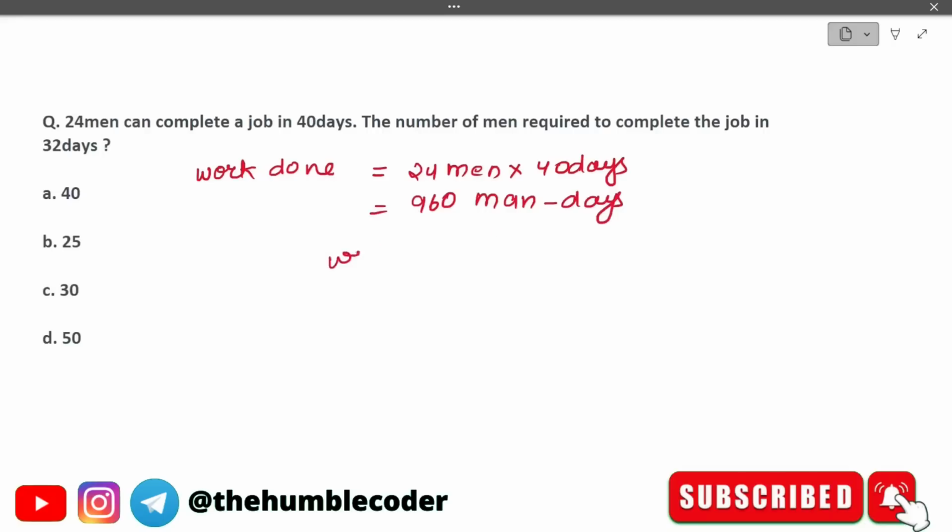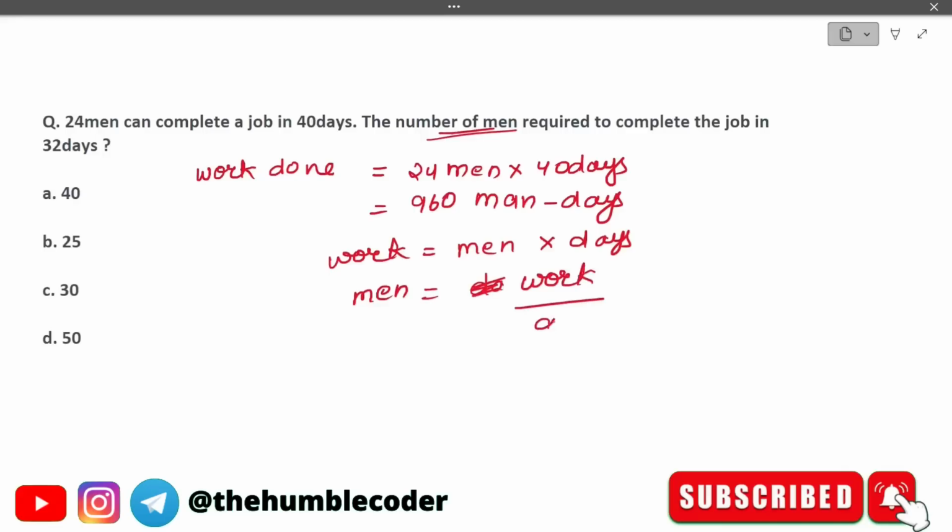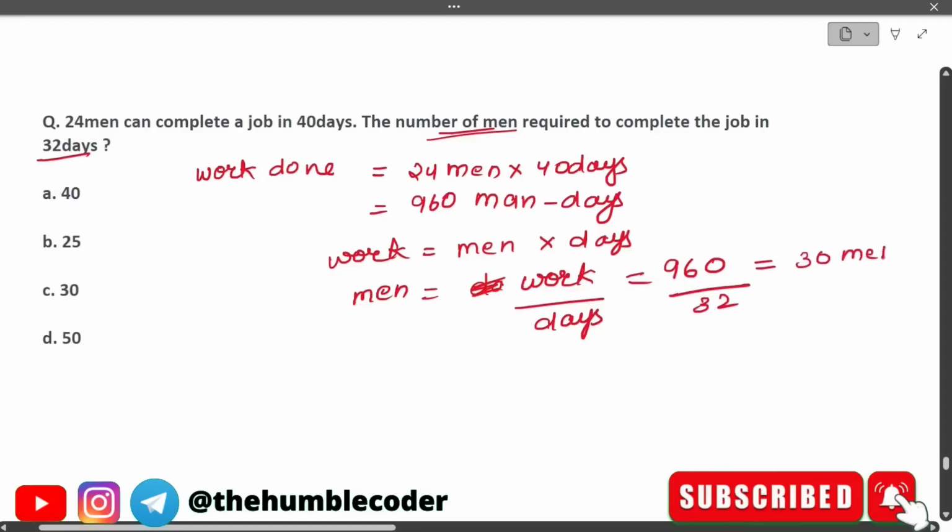That is work is equal to men into days. Okay, and in our case what we are asked is men, the number of men required. So how can we deduce this formula? It is work divided by days. Work we have already found out, that is 960 man days is the total work, and days is given to us, which is 32. So now when we solve 960 by 32, we will get what? 30 men. Okay, so the correct answer for this question is going to be 30 men.